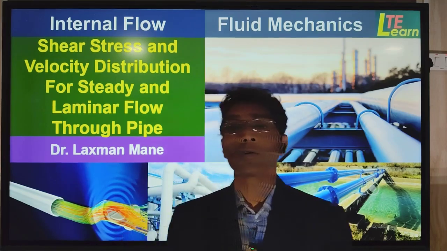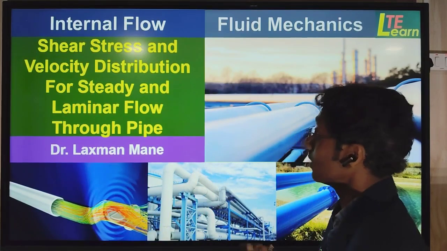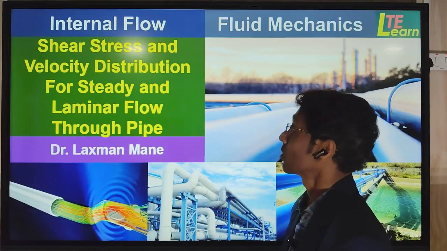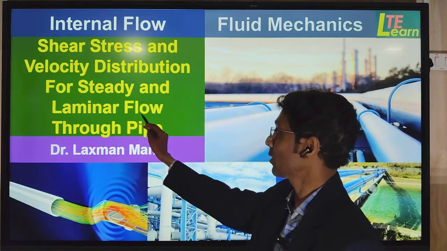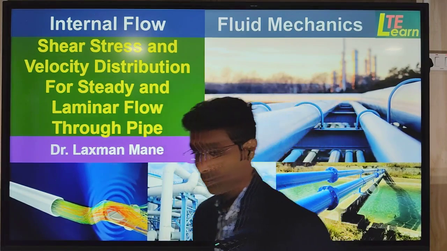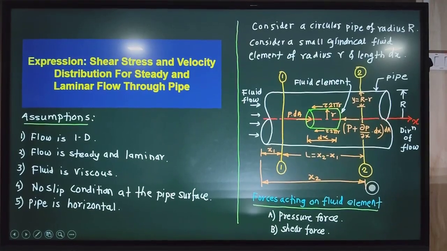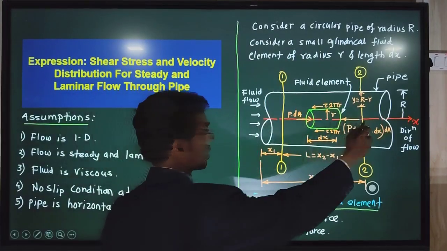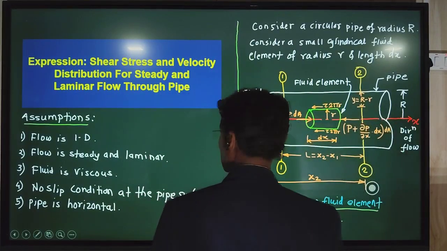So with the help of that theoretical idea, here we are going to see a mathematical expression for shear stress and velocity distribution for steady and laminar flow through a pipe. In order to study the expression for these two, we have some assumptions. These are: first, flow is one-dimensional, that is, the flow is in the direction of flow, the x direction.